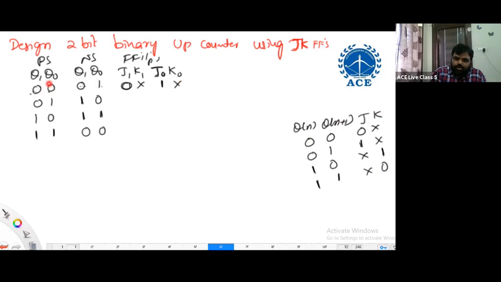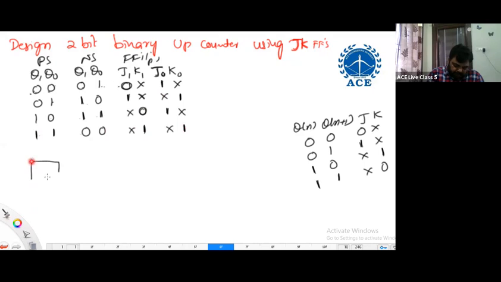Respectively flip Q1 0 to 0, 0, don't care. Q0 0 to 1, 1, don't care. Now Q1 0 to 1, it is a 1, don't care. And Q0 1 to 0, which is a don't care, 1. And again now 1 to 1, don't care, 0. And 0 to 1, it is a 1, don't care. And 1 to 0, which is a don't care, 1. 1 to 0 again, don't care, 1. Don't care, 1. Now let us find Boolean expressions of J1, K1, J0, K0 in terms of Q1, Q0.